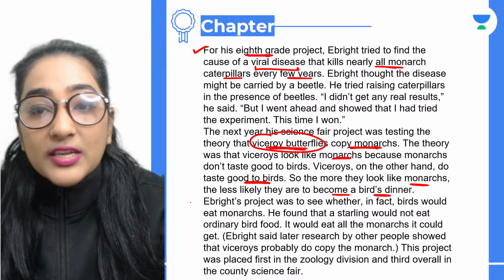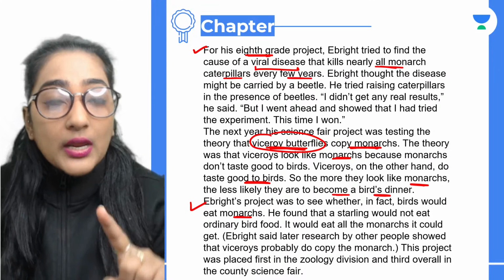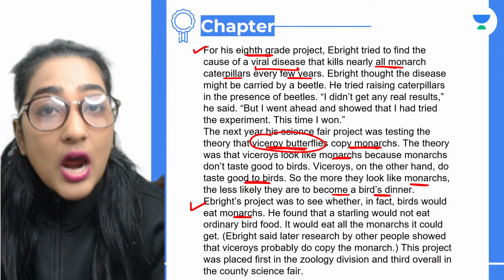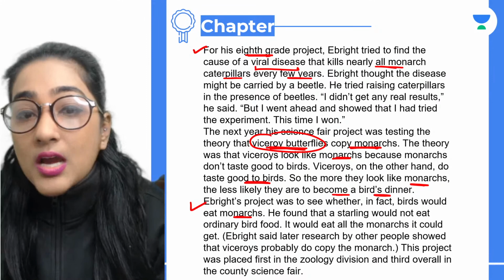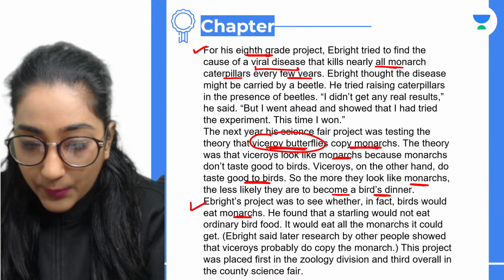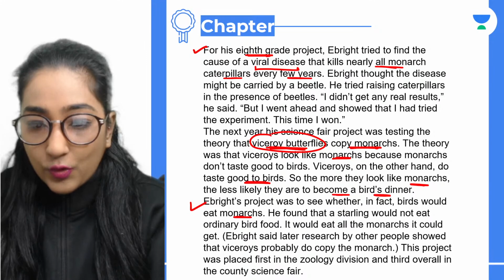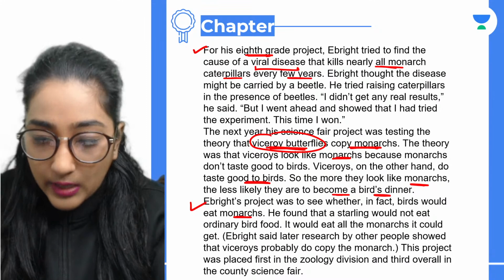Now Ebright started working on a project where he wanted to know whether the birds are going to eat monarch butterflies or not. He found that a starling would not eat ordinary bird food. All right, so now what did he say? Okay, yeah, Prakar, but I made it clear again. I hope that you understand that. All right, starling. So now we are coming to it.